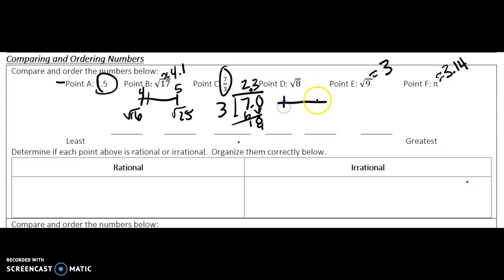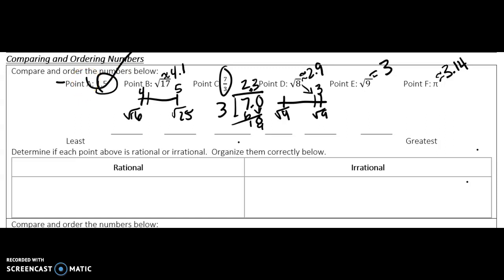So square root of 8 is between the square root of 9 on one side and the square root of 4 on the other. We know it's going to fall really close to square root of 9, and that is 3. So a good estimate here will be about 2.9. At this point, I can see my order.